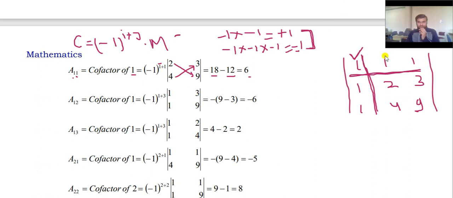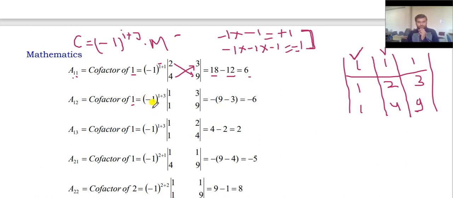Next, we have to find the cofactor of 1, 2. 1, 2 means first row and second column. So this is your second column. So it's talking about this element 1.